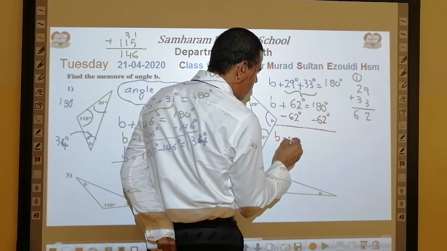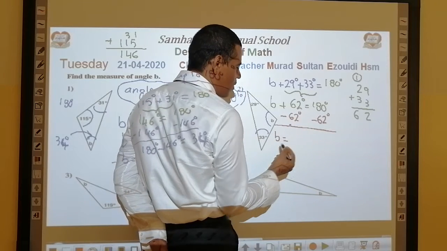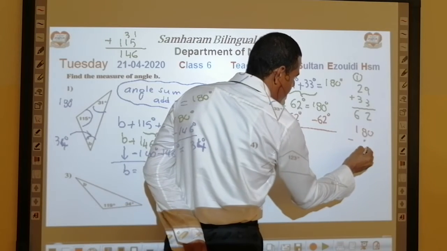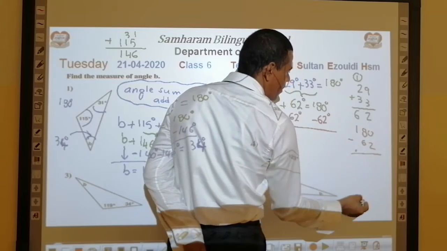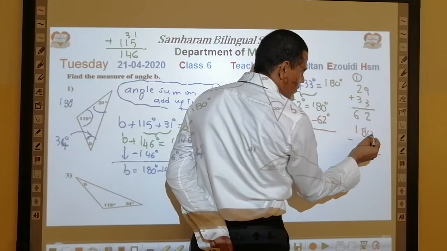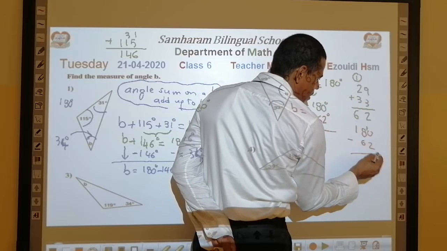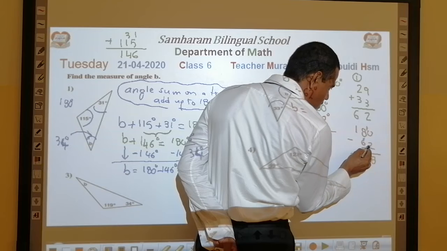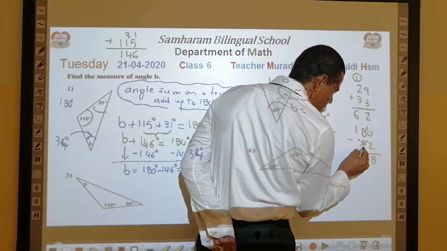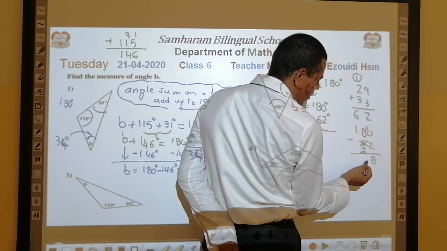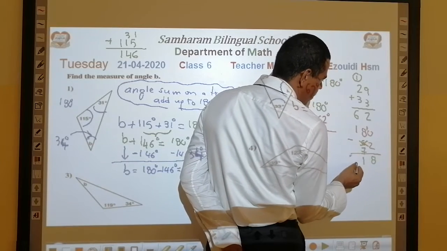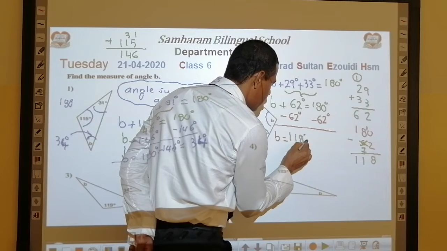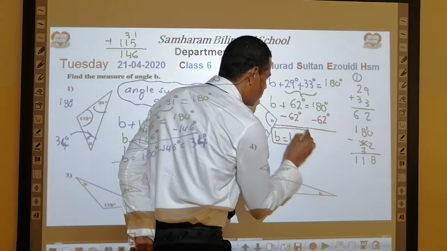B equals. So this is 62 minus 62, it will cancel out. Then 180 minus 62. Look. 0 minus 2, not possible. 10 minus 2 is 8. Then the one that I borrowed, I will add it to 6. It will be 6 plus 1 is 7. Now, no need to work with this 6. Okay? Then 8 minus 7 is 1. 1 minus 0 is 1. So it will be 118 degrees. So this is B equals. Okay?